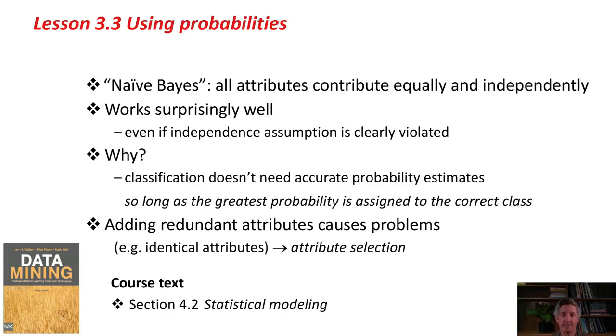So as long as the greatest probability is assigned to the correct class, it doesn't matter if the probability estimates are all that accurate. This actually means that if you add redundant attributes, you get problems with naive Bayes. The extreme case of dependence is where two attributes have got the same values, identical attributes. And that will cause havoc with the naive Bayes method. However, Weka contains methods for attribute selection to allow you to select a subset of fairly independent attributes, after which you can safely use naive Bayes. There's quite a bit of stuff on statistical modeling in section 4.2 of the course text.